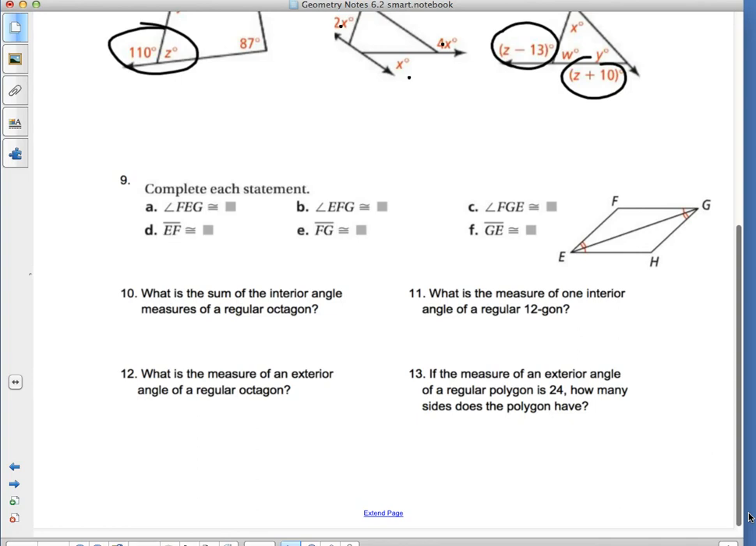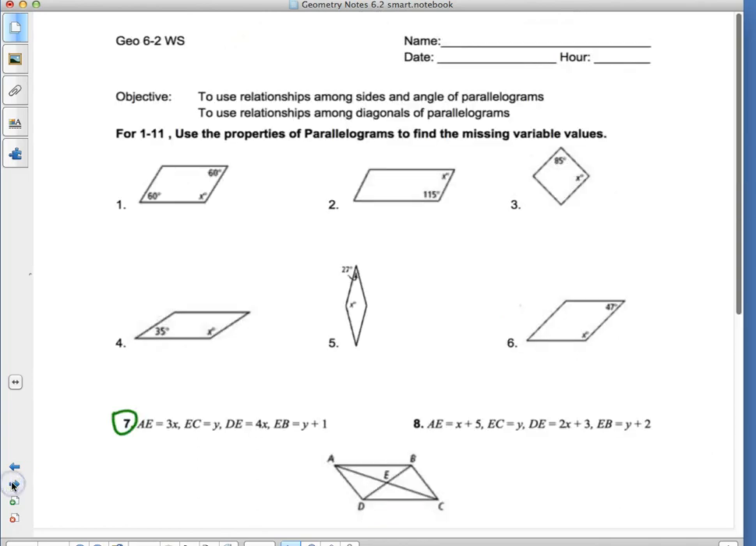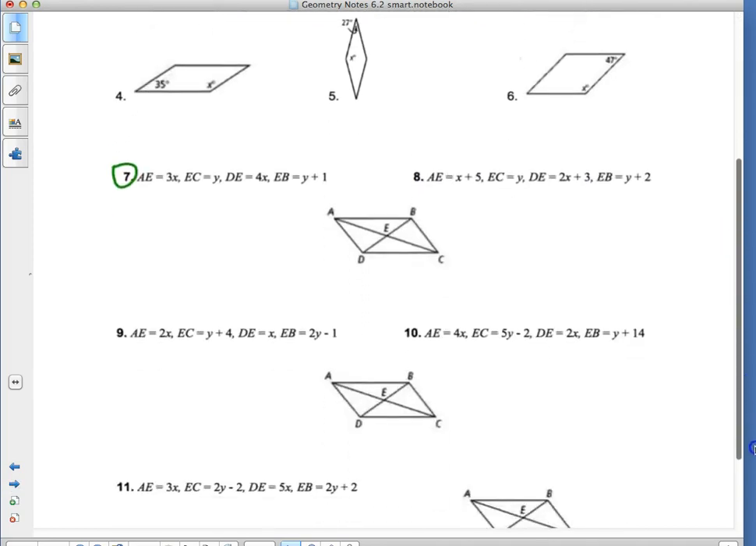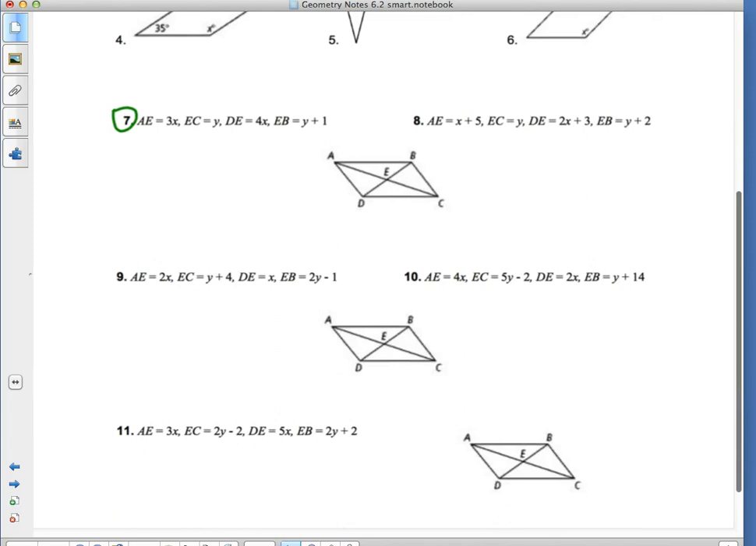Now, the next thing, I need to go over one more thing. I need to talk about question 7 and question 9, okay? People kind of had the wheels of the bus fall off because we've done systems of equations by substitution, and people have a tendency to forget about that. So if we look at 7, my first relationship is AE and EC. My second relationship is DE and EB.